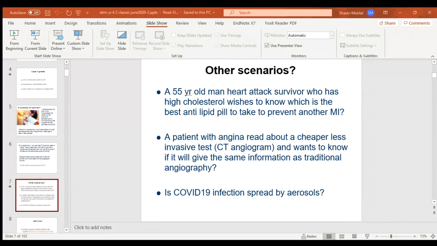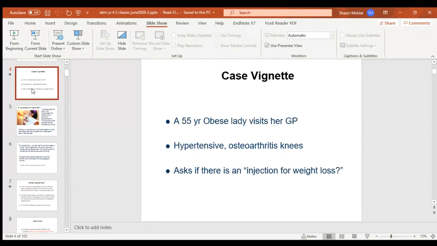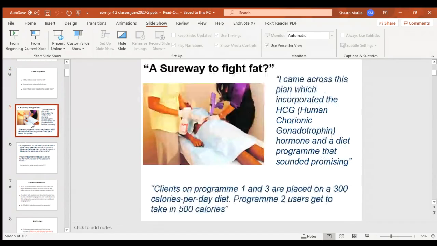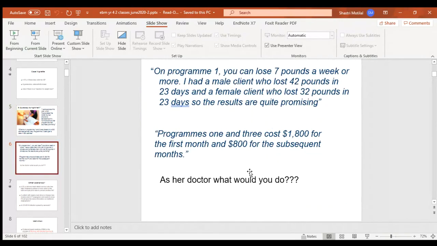So what I essentially mentioned was the case vignette, as you heard me speak about it. I said this lady came asking for an injection which could make people lose weight, HCG injections for weight loss. My question when I paused was, as a doctor, what would you do for this lady? Type in the chat and let me see what you would do. She said, "Doc, I want these injections for weight loss." What are your thoughts? What are you thinking?